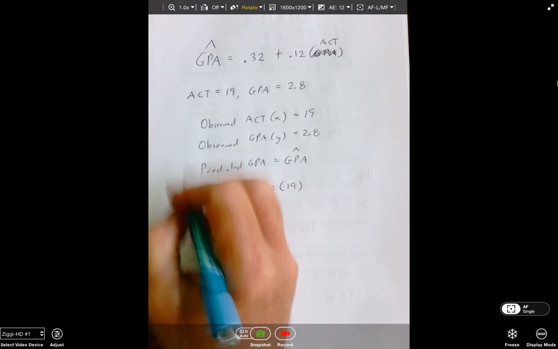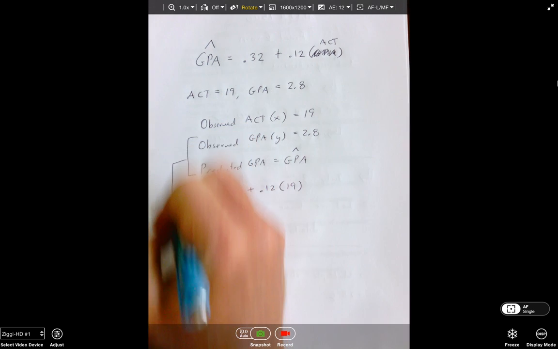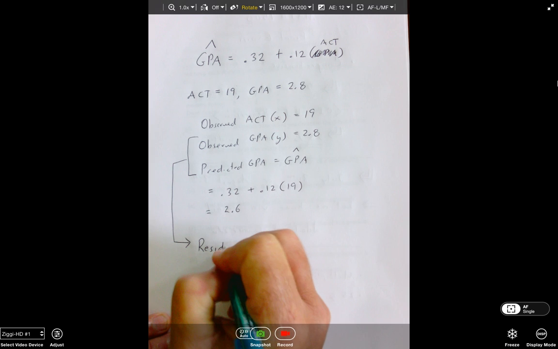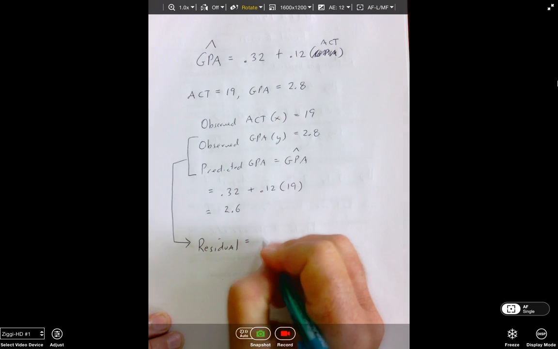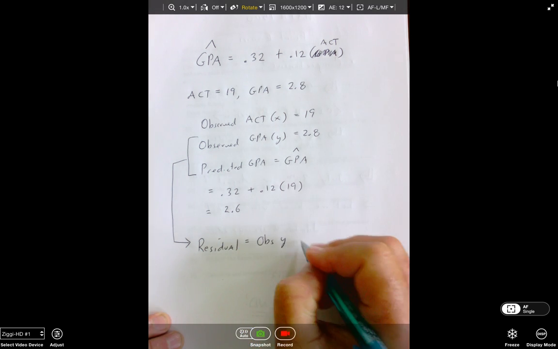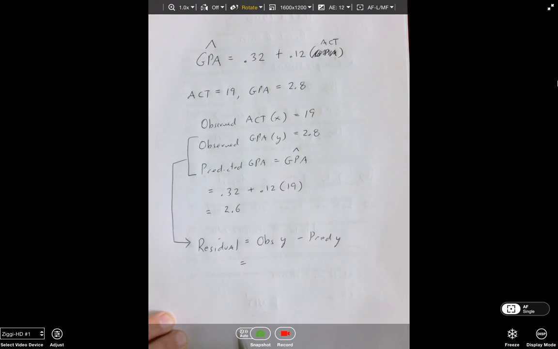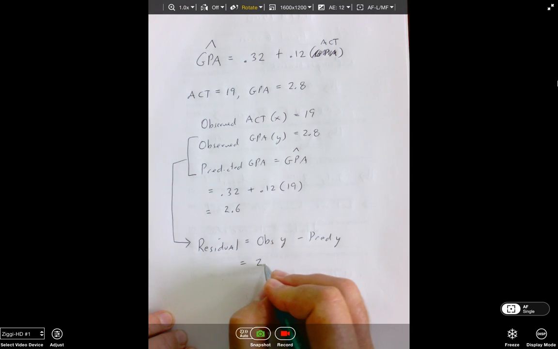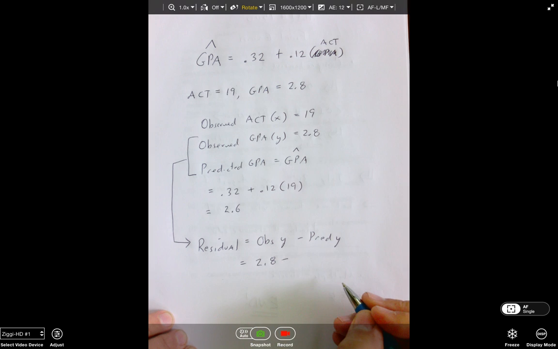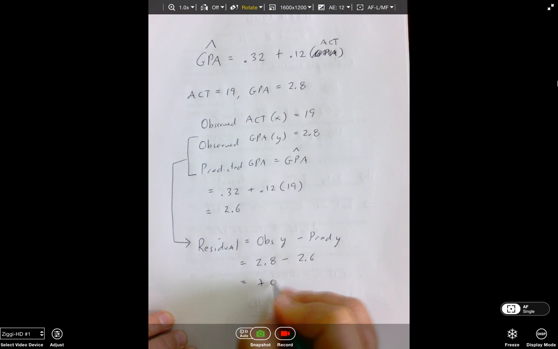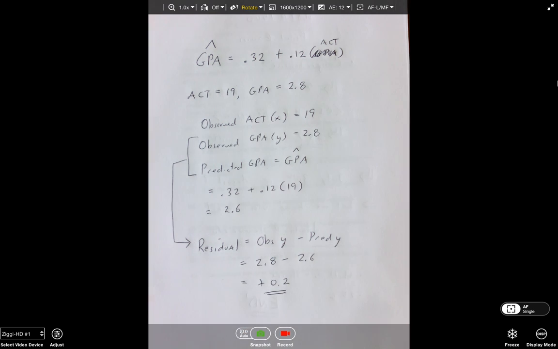What we can do now from this information right here is we could calculate the residual for that student by taking their observed Y minus their predicted Y. Their observed Y was 2.8. Their predicted Y was 2.6. So their residual was 0.2.